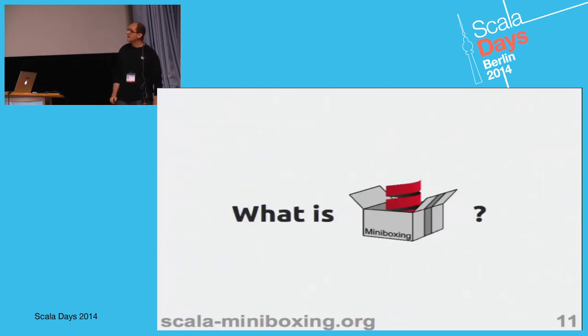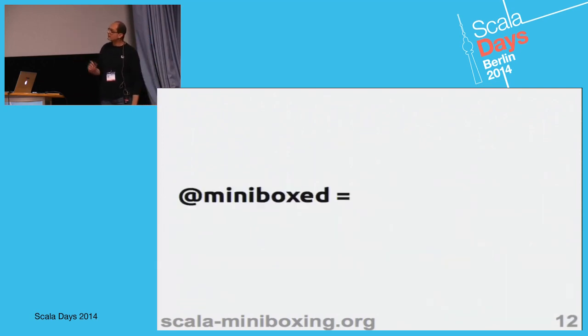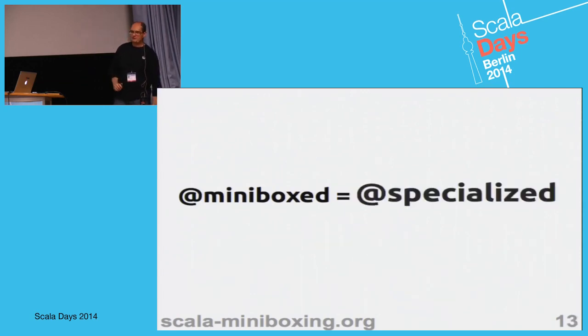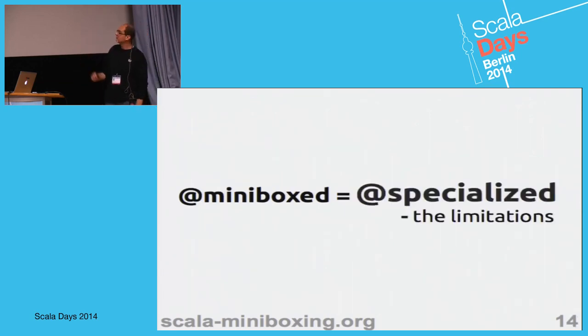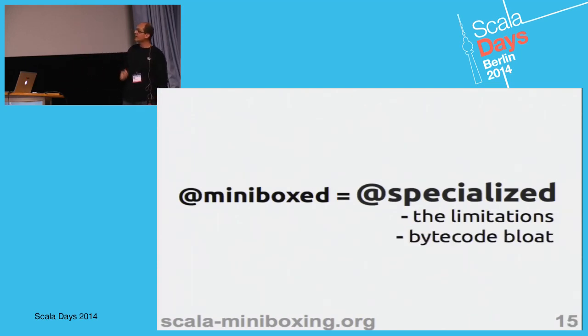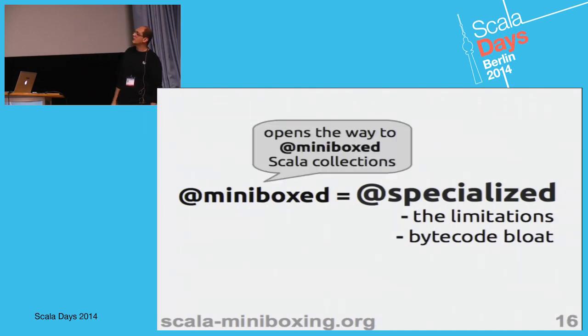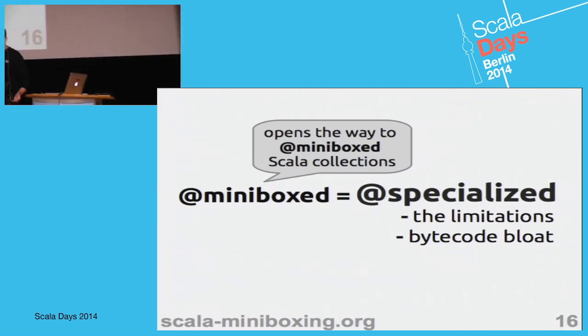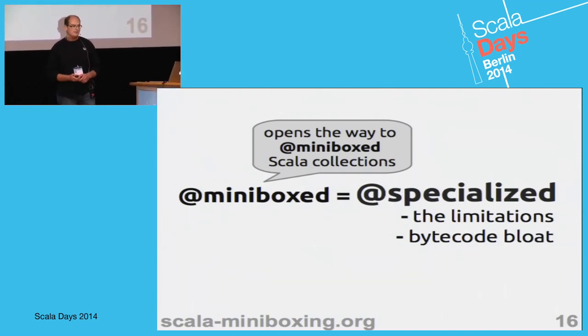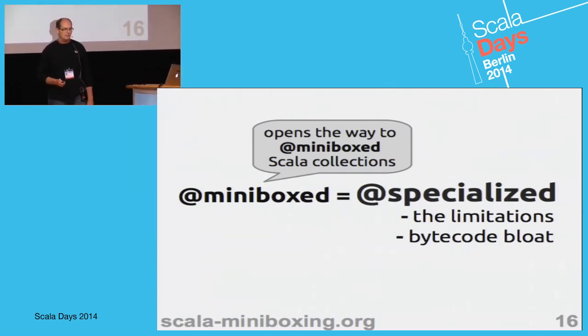Let's see why. So what is miniboxing? Well, when you put a @miniboxed annotation, it's pretty much like a @specialized annotation. But we took out the limitations that we knew in specialization, and we generate less bytecode. Why does it matter? Well, this opens up the opportunity to actually specialize Scala collections. Everybody's complaining that Scala collections are slow. Indeed, they sometimes are pretty slow, so we should do something about it.